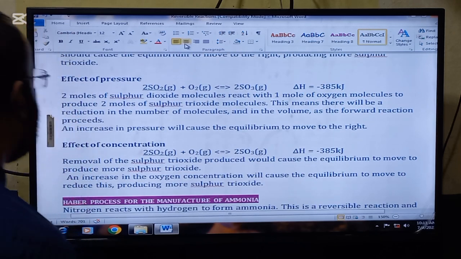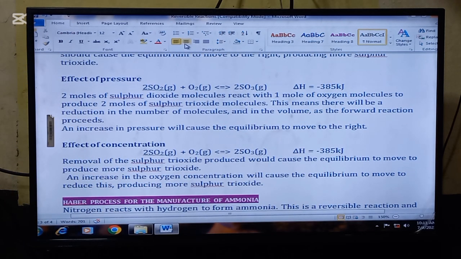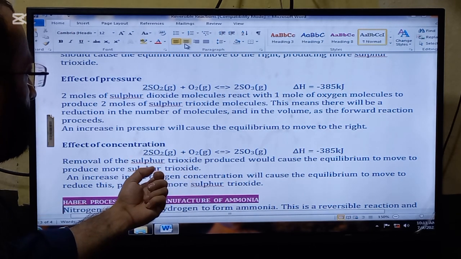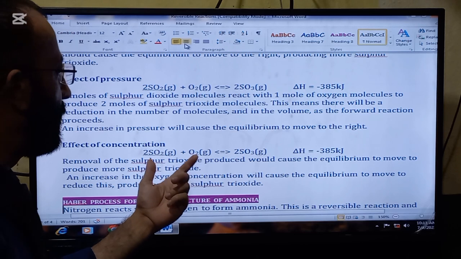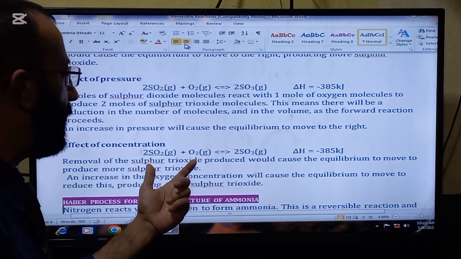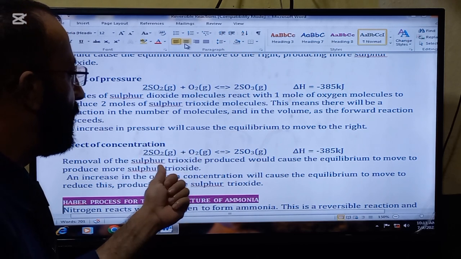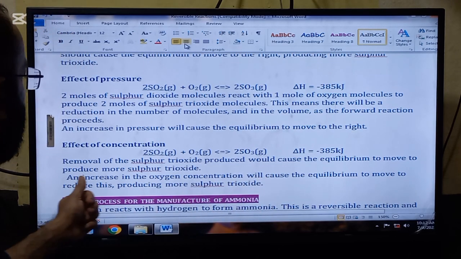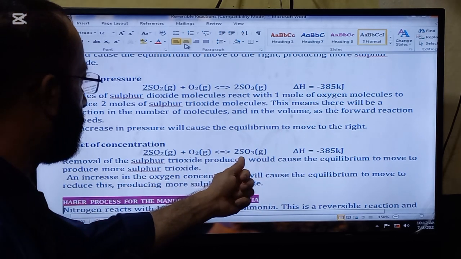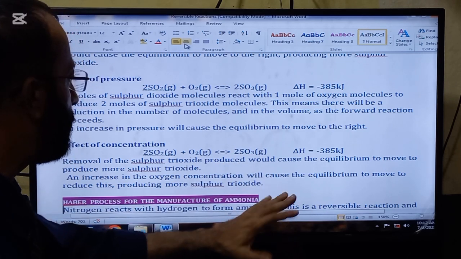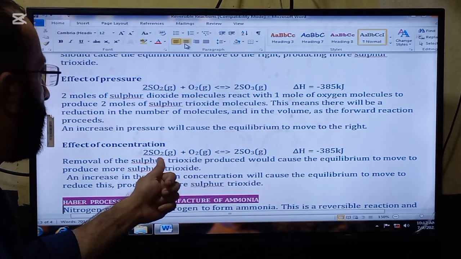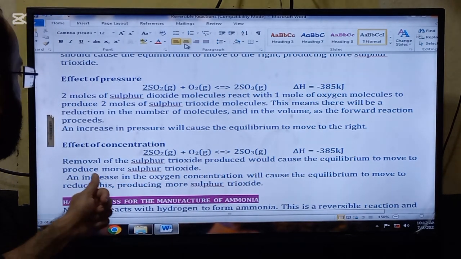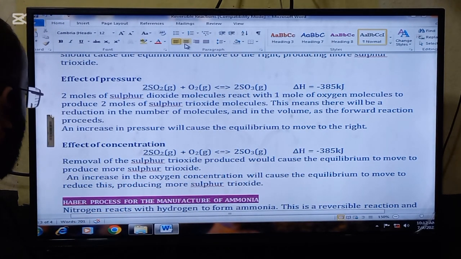The next thing that we are going to read is the effect of the concentration. If we increase the concentration of the reactants, there will be more molecules of the reactants. They will collide more frequently, more effective collisions will be there. So product yield will be increased. So look now, removal of the sulfur trioxide. If we remove sulfur trioxide, in other words, the concentration of the products will be decreased, so the equilibrium moves to produce more sulfur trioxide.